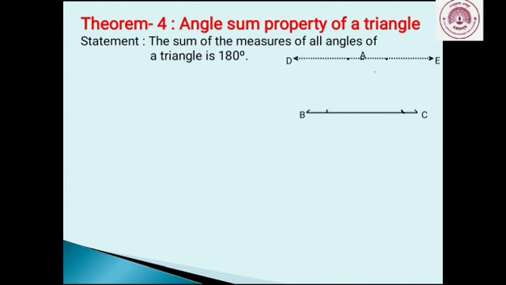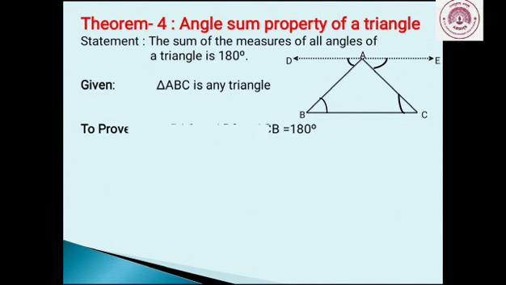So, given is triangle ABC is any triangle. See the figure. To prove, angle BAC plus angle ABC plus angle ACB equals 180 degrees. Now to prove this theorem, we have to construct a line DE passing through A and parallel to BC.